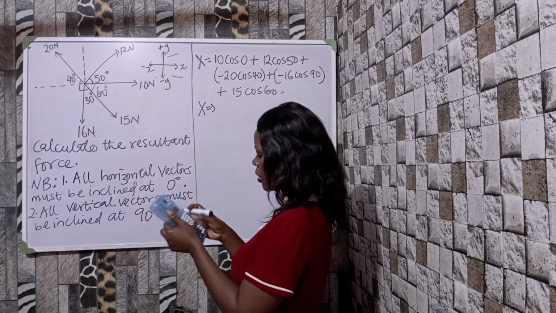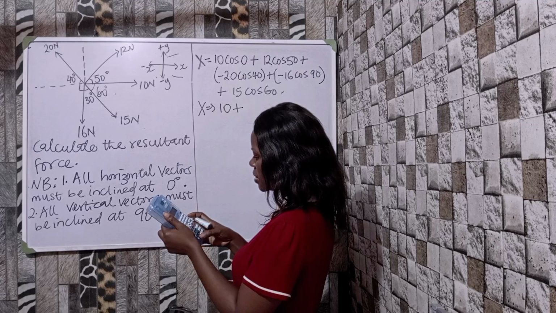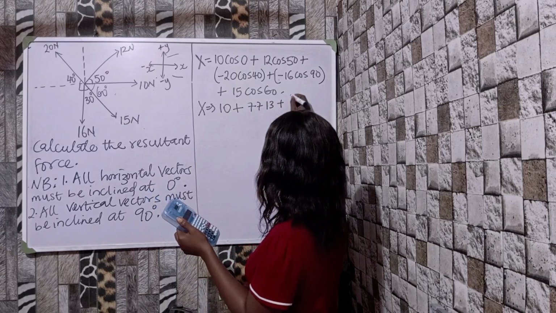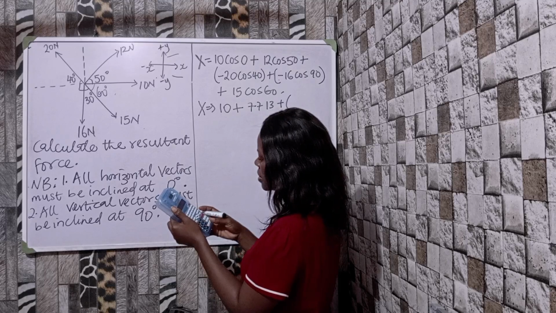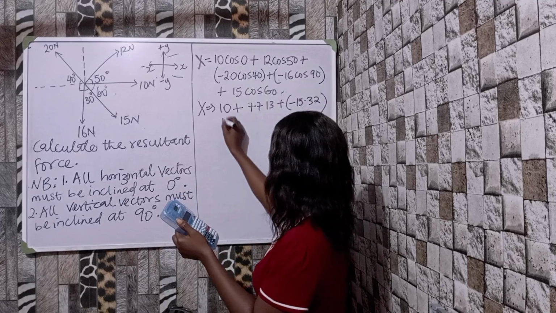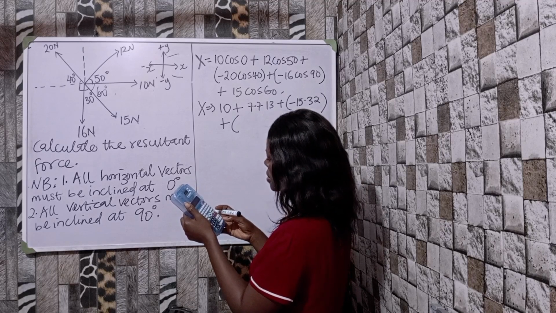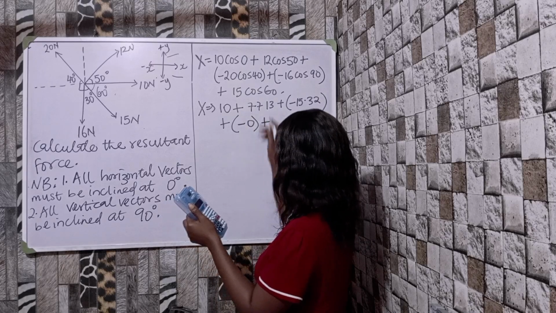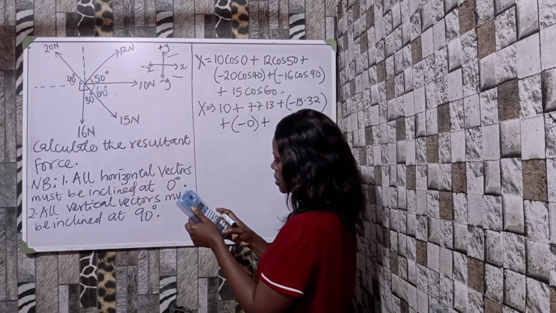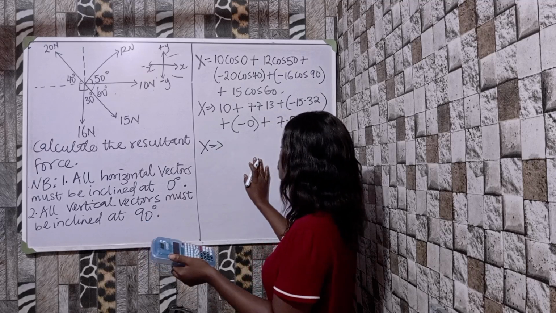So let's work it out. 10 cos 0 is equal to 10, that is 10, plus 12 cos 50 is equal to 7.713, plus bracket 20 cos 40 is equal to minus 15.32, plus bracket 16 cos 90, I will have minus 0, then plus 15 cos 60 is equal to 7.5.